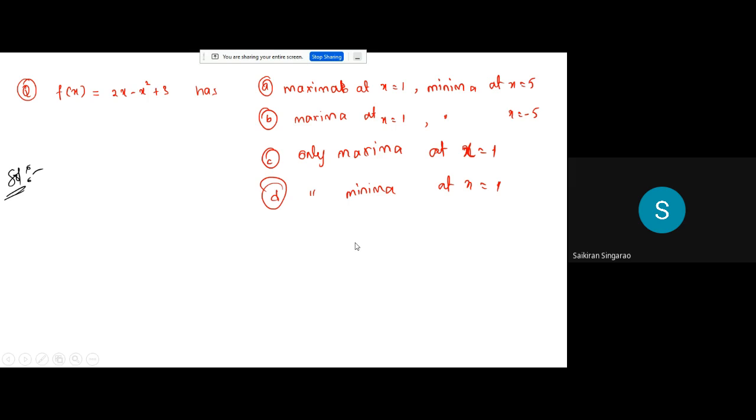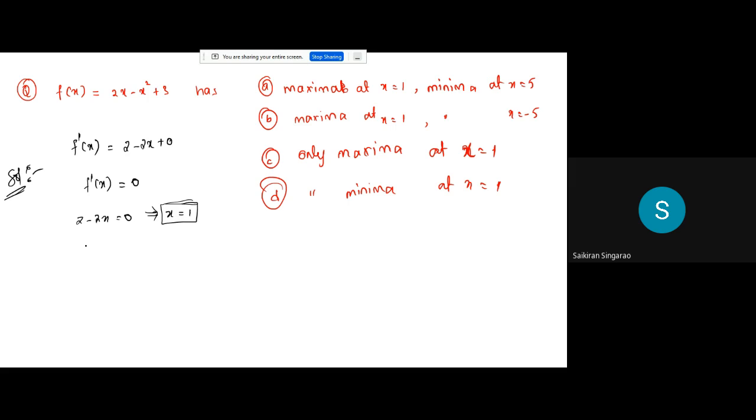So let me do the first one. Maybe I'll give you a chance for the second one. Say I am writing the solution like this. This is the given f of x. So what will be f dash of x? f dash of x is differentiation of 2x is 2 minus differentiation of x square is 2x plus differentiation of constant 3 is 0. Now I have to make f dash of x equal to 0. So 2 minus 2x equal to 0, which implies x is equal to 1.